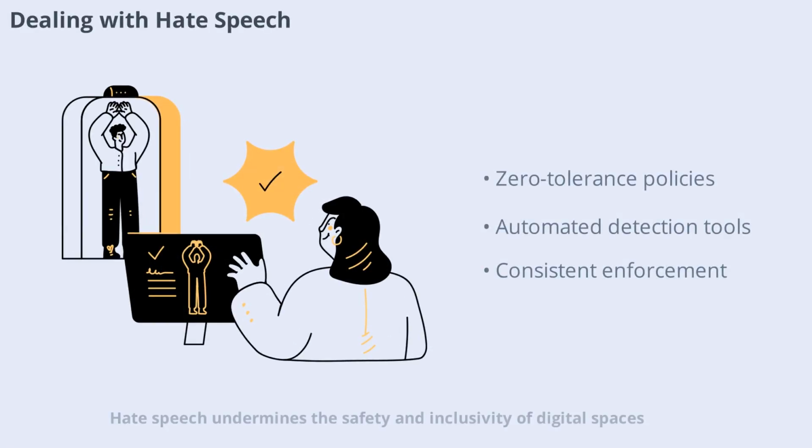Hate speech undermines the safety and inclusivity of digital spaces. Moderators must be equipped to recognize and address hate speech promptly. Clear definitions and zero-tolerance policies help set expectations. Automated tools can assist in detection, but human judgment is often needed for context. Consistent enforcement is key to maintaining a respectful environment.